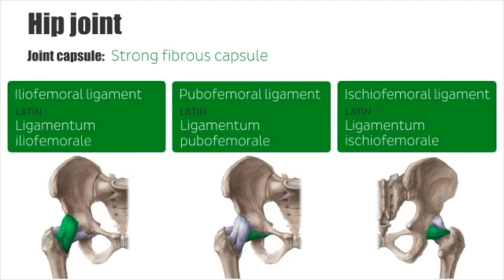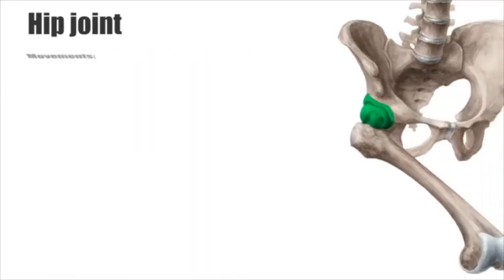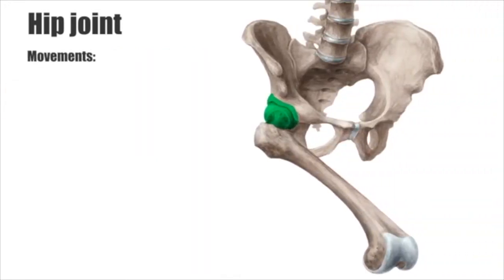And as we can see, the fibers from these 3 ligaments are arranged in a spiral fashion around the hip joint, which helps stabilize the joint by pulling the head of the femur medially into the acetabulum. This reduces the amount of muscle energy required to maintain a standing position, and it prevents the hyperextension of the hip as well as excessive abduction. So now let's talk about the range of movements in the hip joint.